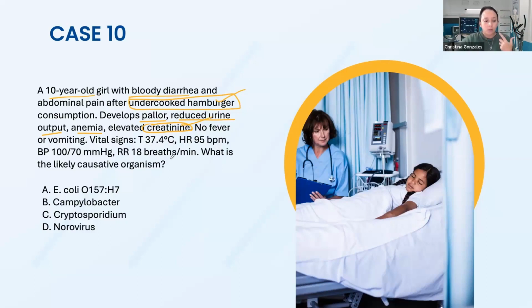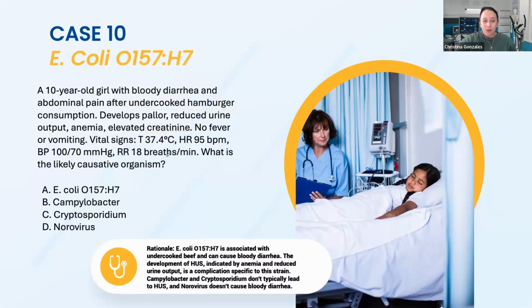So what is the most common causative organism? I'll give you a second to think. All right, if you said E. coli O157:H7, you are correct. Now, if you didn't have these multiple choice answers, you could just look through this and pick out the undercooked hamburger consumption. And then you have these three things.